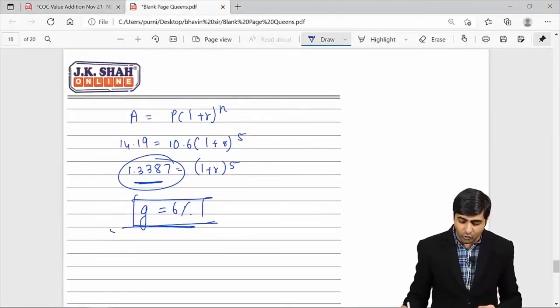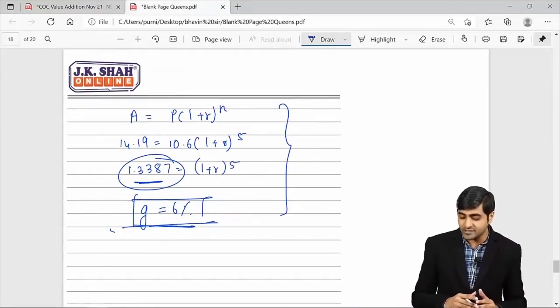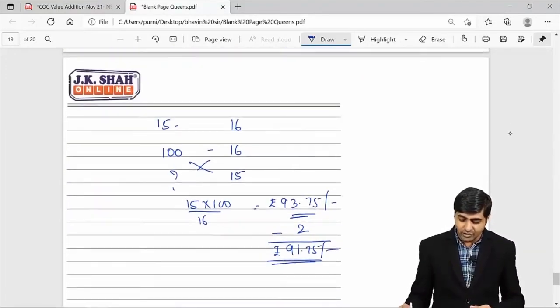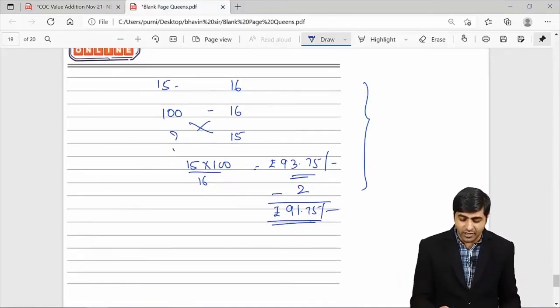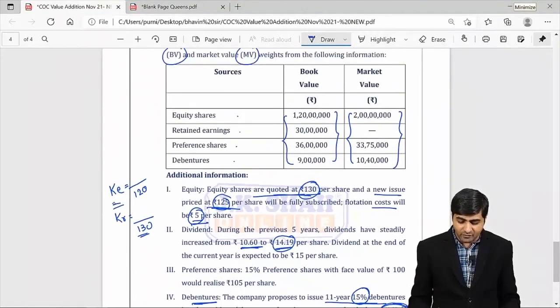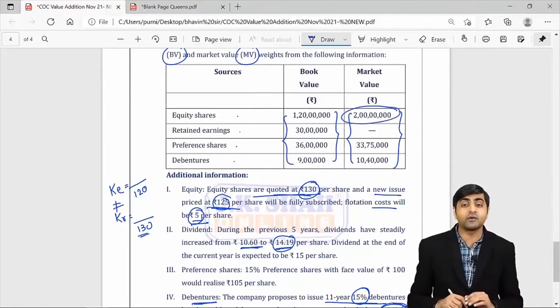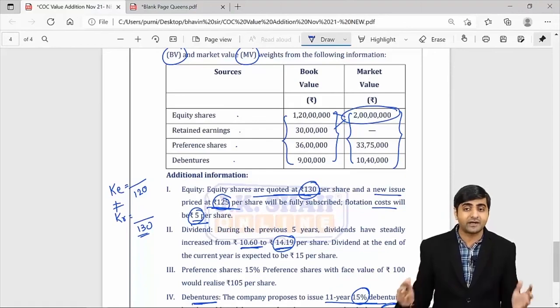So guys, in this particular question I wanted to discuss these two important aspects, that is how you calculate your growth rate, which was slightly different in this question, and secondly how you calculate your debentures' net proceeds. Okay, now in this particular question your KE and KR are not the same, they are different. So whatever is your market value of equity, please don't forget to bifurcate it on the basis of your book value weights.